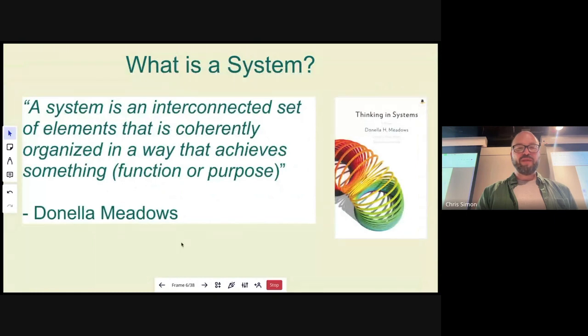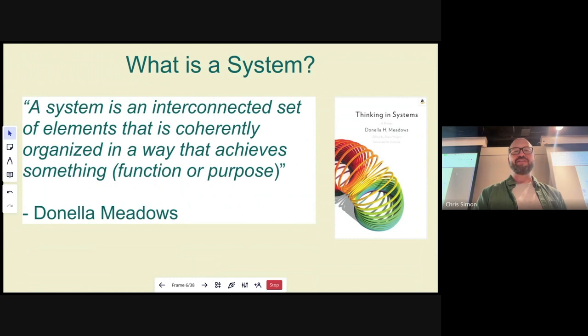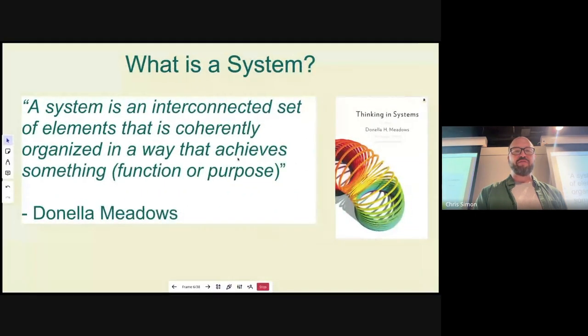Yeah, cool. All right. So this is going to be bringing a systems thinking lens to domain knowledge management. So we're going to start by just sense checking everyone's understanding and making sure we're all on the same page. What is a system? If you were to define a system, I love Donella Meadows' book and I love this definition of it. So I often refer back to this and say a system is an interconnected set of elements that is coherently organized in a way that achieves something.